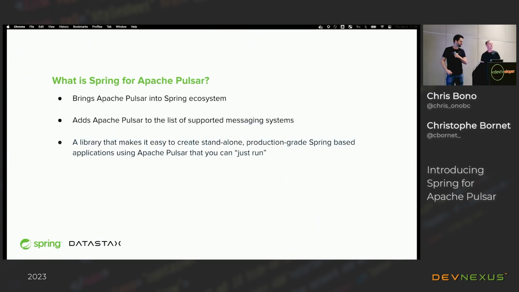And there are more and more contributors, including me, that contribute to it. And so what is Spring for Apache Pulsar? Spring for Apache Pulsar basically lets you use Pulsar in a Spring-based application really easily. At Spring, we love messaging. We have support for Kafka via Spring Kafka. We support JMS through Spring Framework. We support Rabbit through Spring AMQP. And so this brings Pulsar into the Spring ecosystem like the others.